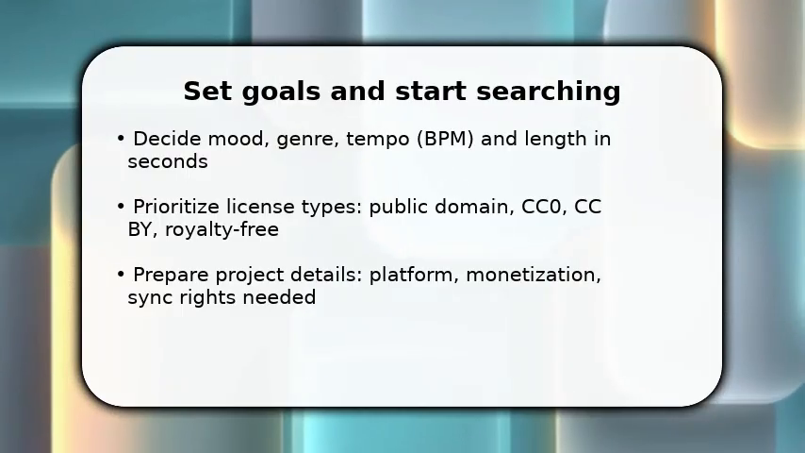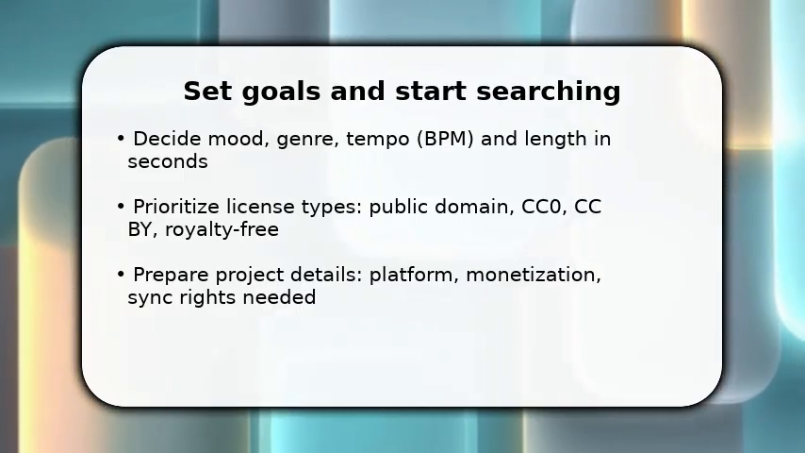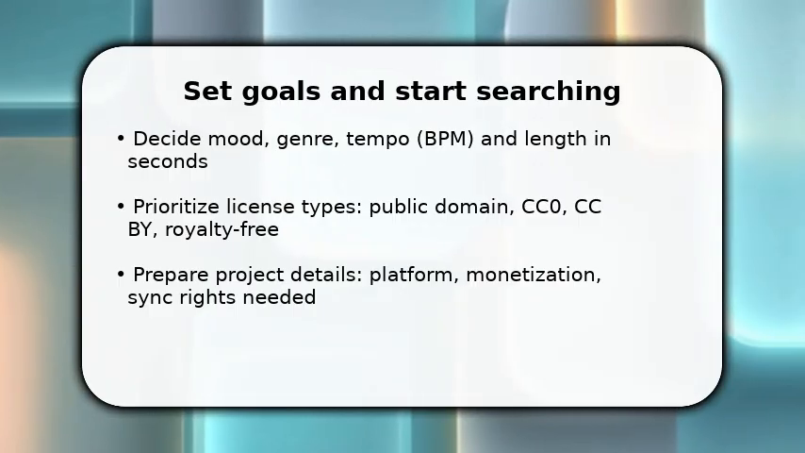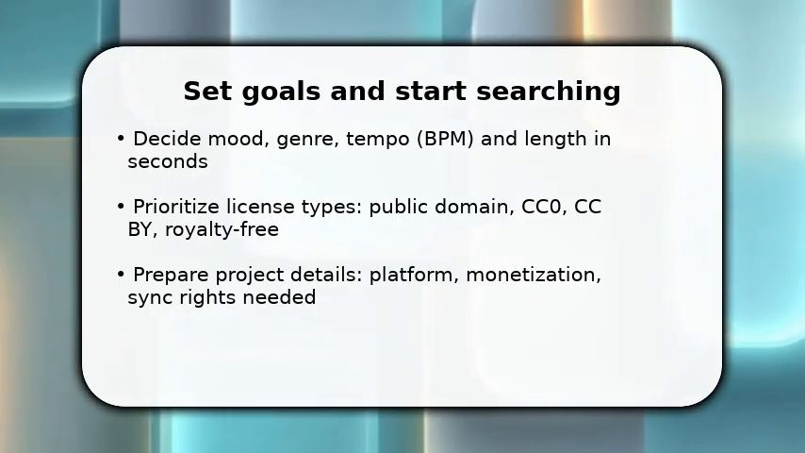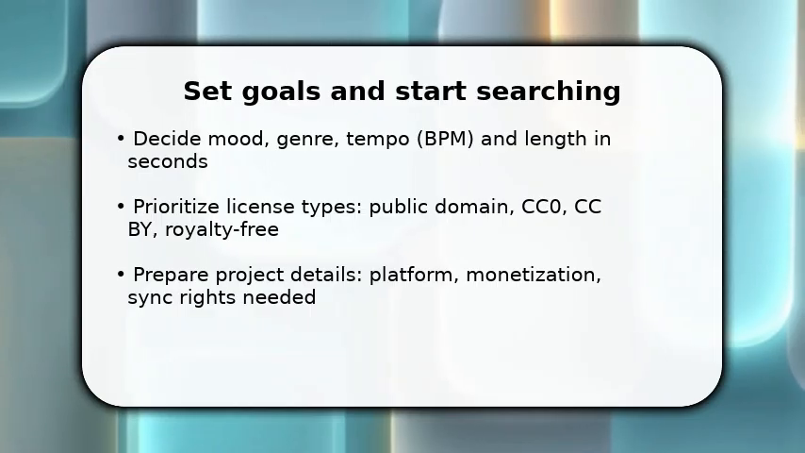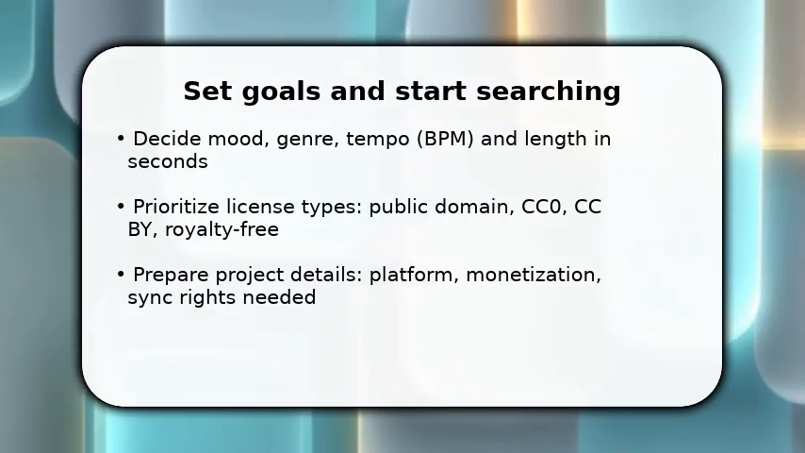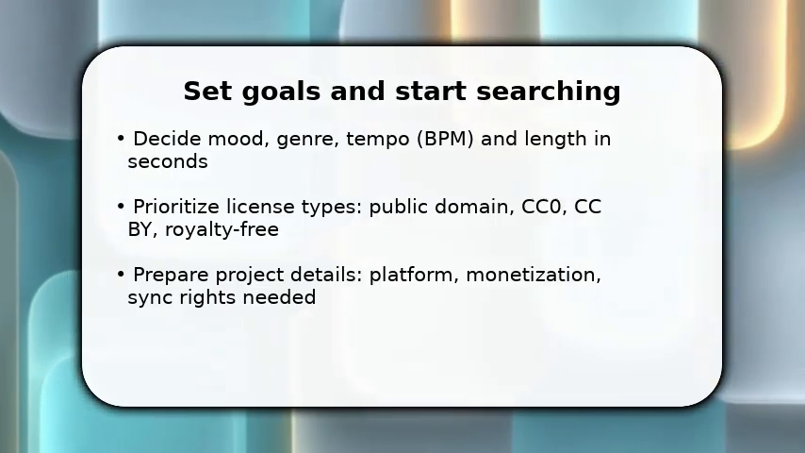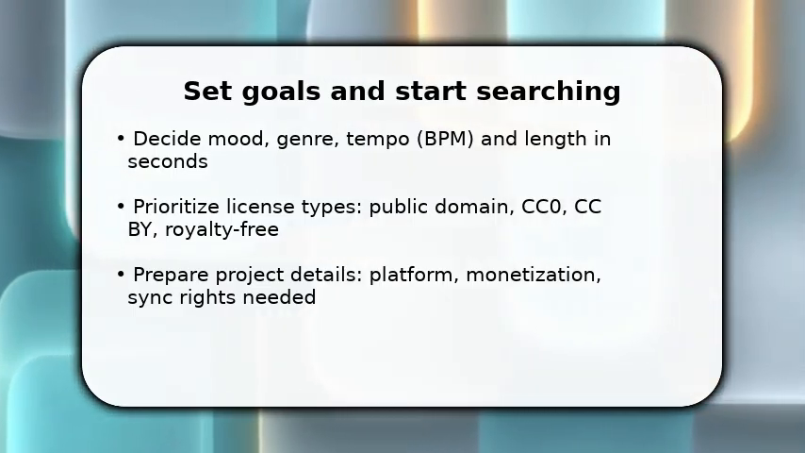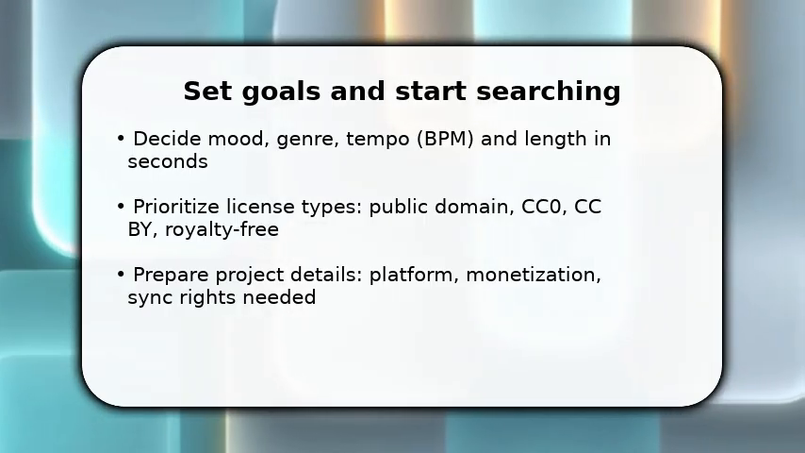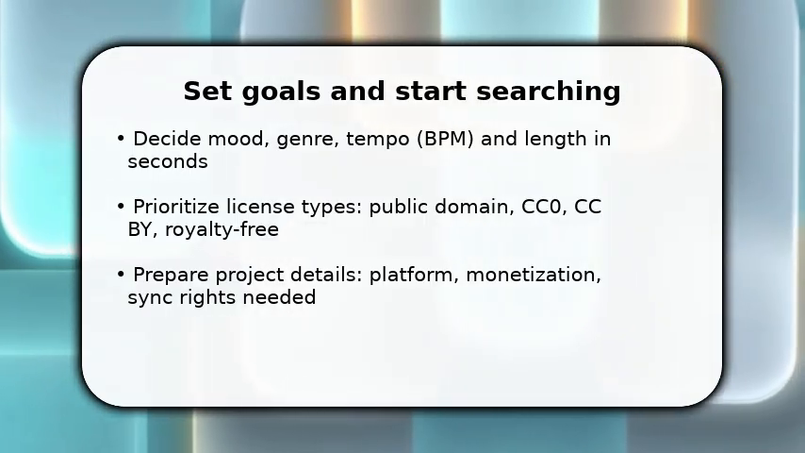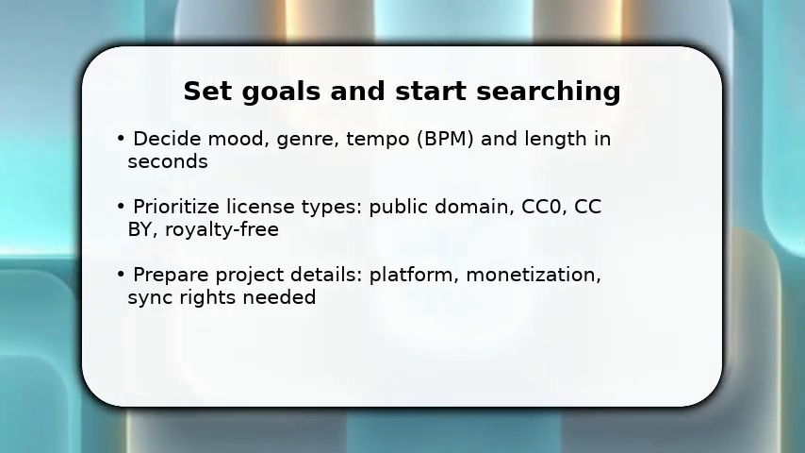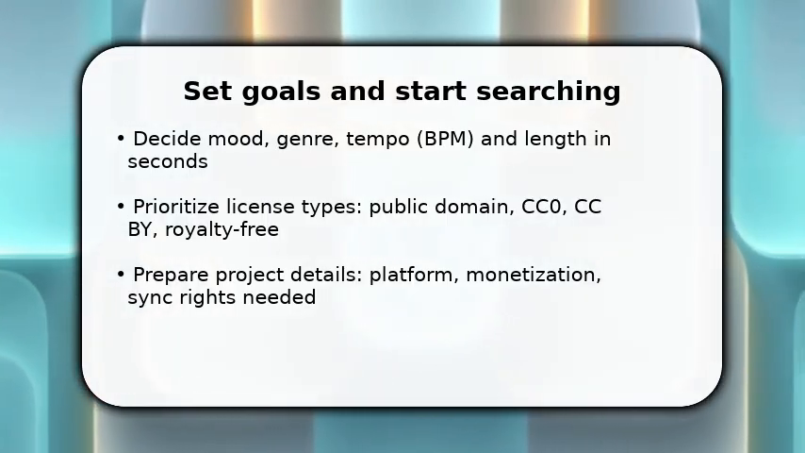You start by defining exactly what you need: mood, BPM, and length. Once done, target license types that remove copyright risk, public domain or CC0 if possible, CC BY if you can credit. Open a trusted library and use filters for license, duration, and tempo so your results are immediately usable. Make sure to note whether the track allows commercial use and syncing to video. This focused start prevents wasted previews and keeps you compliant from the first download.